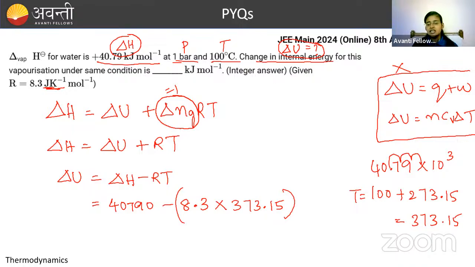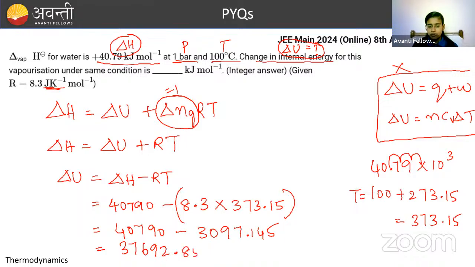So now after this, there is just multiplication and subtraction. If I multiply 373.15 with 8.3, I will have 40790 minus 3097.145. Then if I subtract this number from 40,790, I will get 37,692.855 joule per mole. This is the value of delta U in terms of joule per mole.